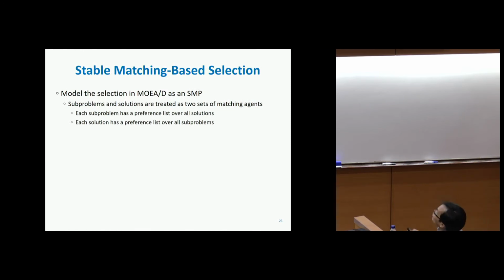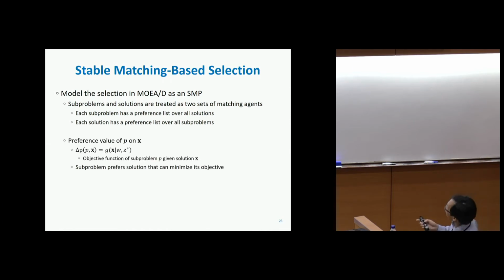So now we model the problem as follows. Basically, we treat subproblems and solutions as two sets of matching agents. Subproblems have a preference list over solutions. Vice versa, solutions also have a preference over subproblems. So now we have to decide what criteria a subproblem has. What type of solution do they want? And also, if you are a solution, what type of subproblem do you want to go with? Based on that, we decide the following. For the preference value of the subproblem on x, basically we prefer the solution that can minimize the objectives.